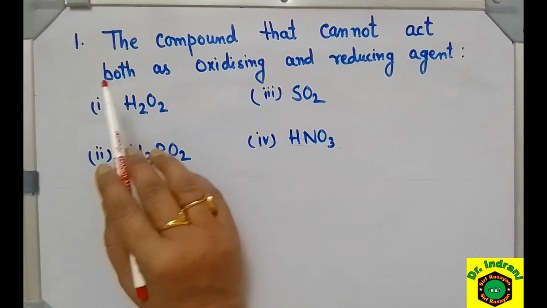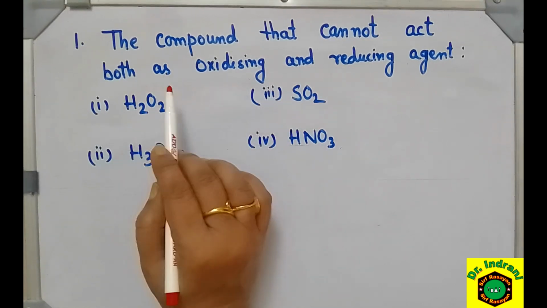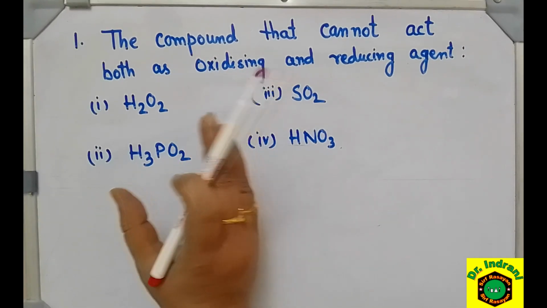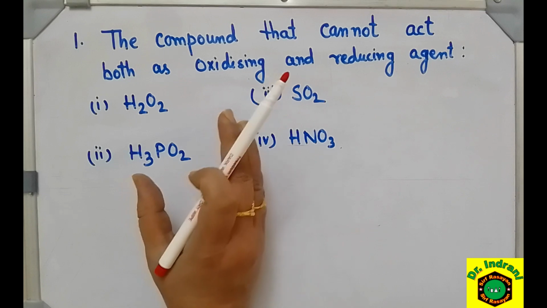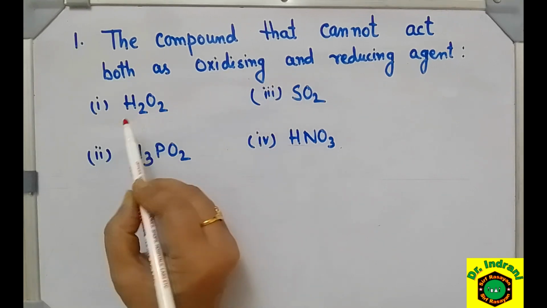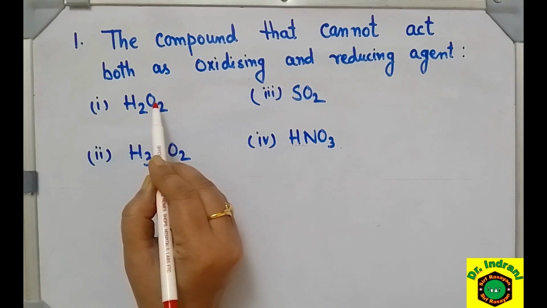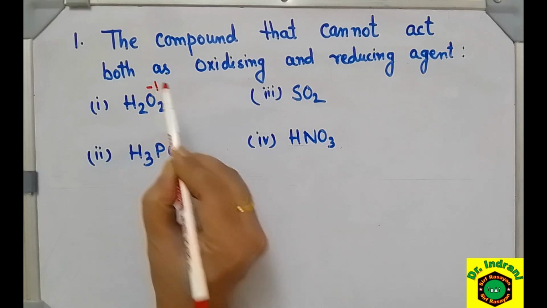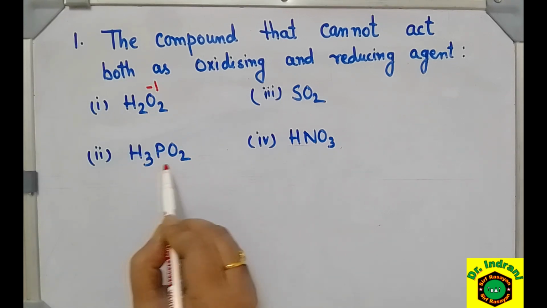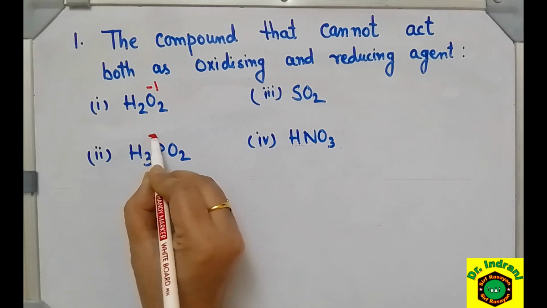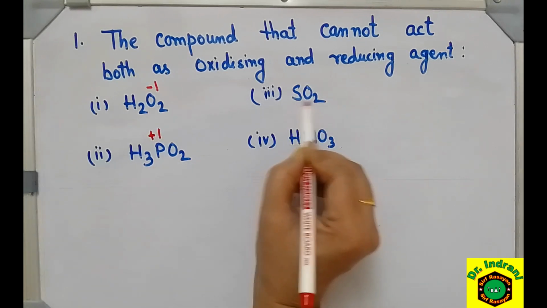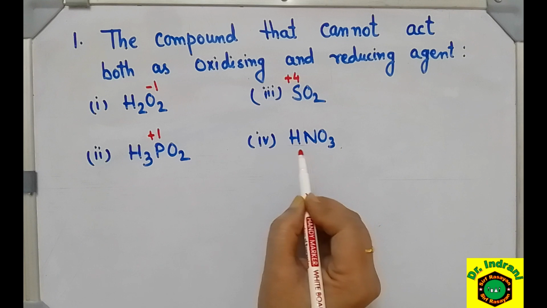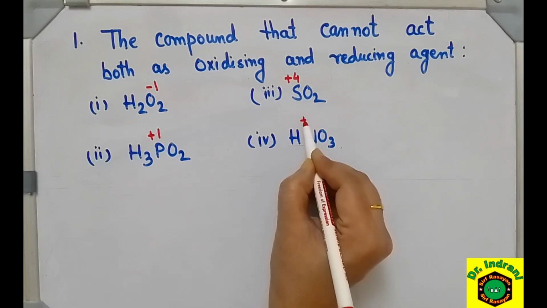Now see the compound that can't act both as oxidizing and reducing agent. So for acting both as reducing and oxidizing agent, oxidation state of the element will be intermediate. So now see, this is hydrogen peroxide, this is peroxide. Here oxygen is having oxidation state -1. Next, H3PO2. If you calculate, oxidation state of phosphorus will be +1. Here for sulfur dioxide, oxidation state is +4. And this is nitric acid, for HNO3, oxidation state is +5.